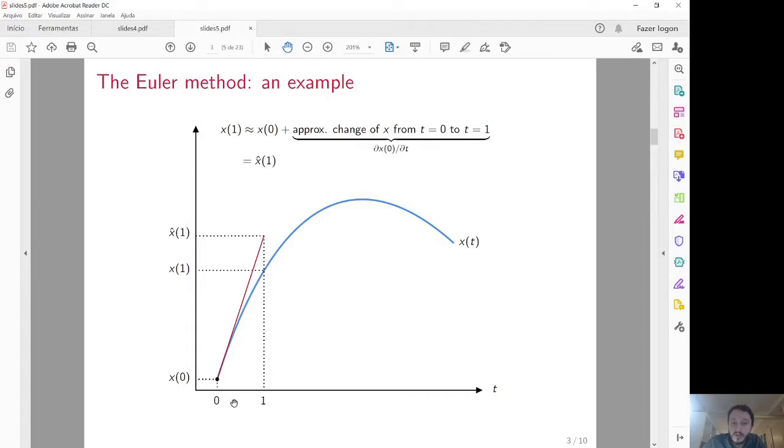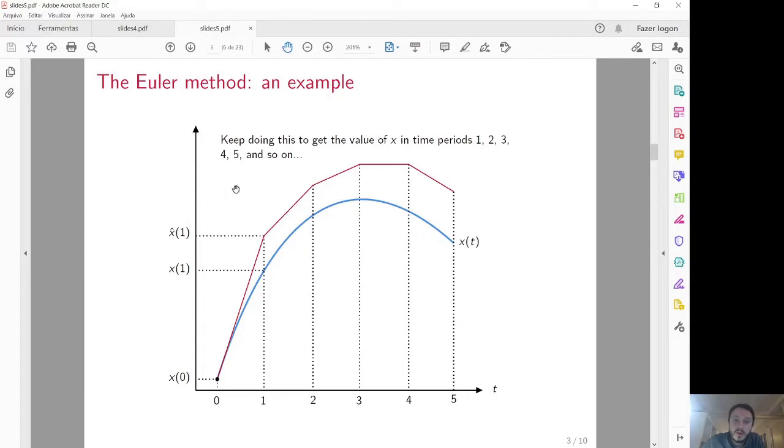So here we are using time 0 to get the value of x at time 1. But if we wanted to know the value of x at time 0.00001, very close here, you can see that the approximation would be good, right? Because the red curve would be very close to the blue curve here. But that's the intuition of the method. And we're going to see in the next slides how to formally apply this method for smaller time gaps, okay?